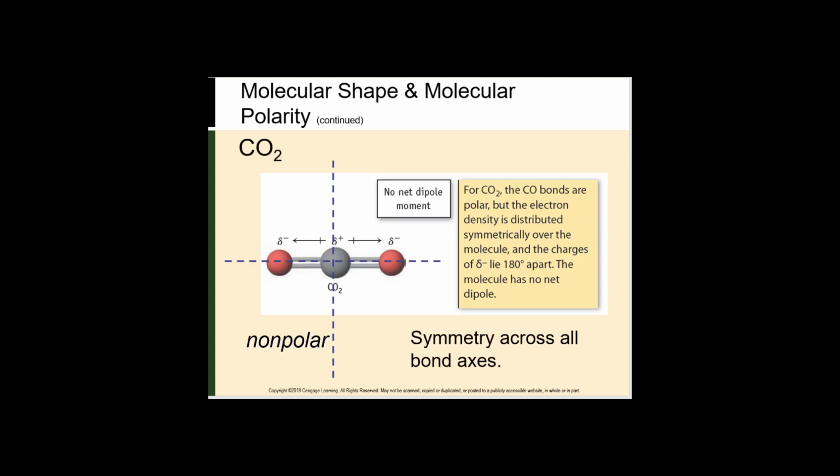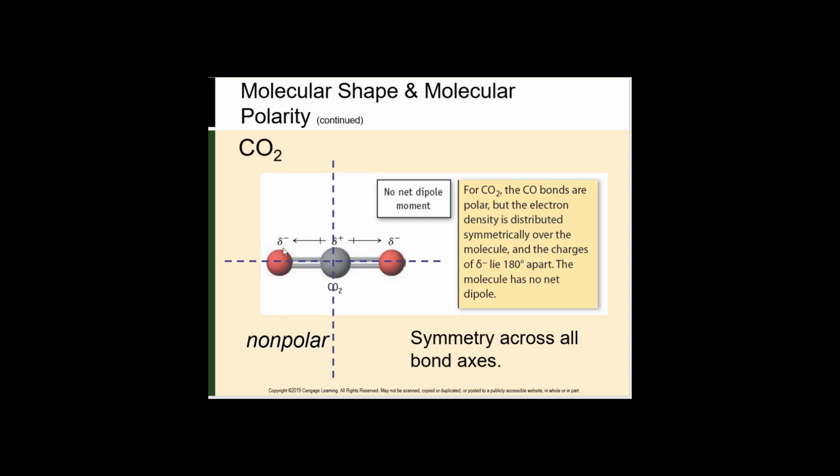Here we're going to look at a linear triatomic molecule, so 3 atoms, we can see 1, 2, 3, like carbon dioxide, CO2. Here we have each carbon double bonded to an oxygen. Each one of those bonds is polar, this one and this one, with the oxygen atom at the negative end of the bond dipole. We can see the slightly negative end here and slightly negative end here.